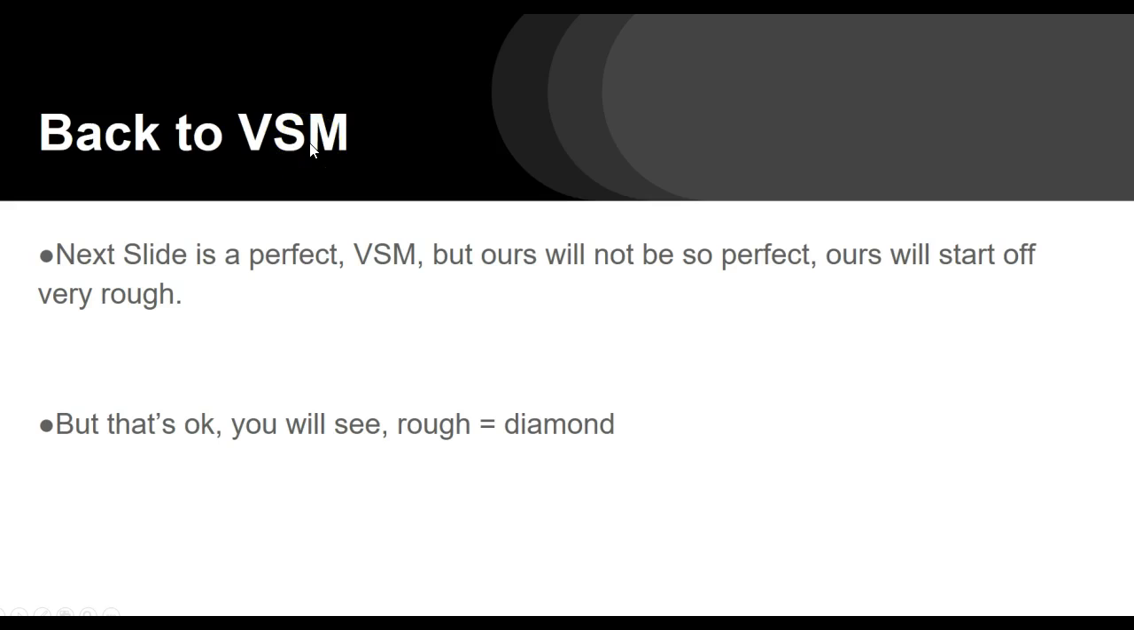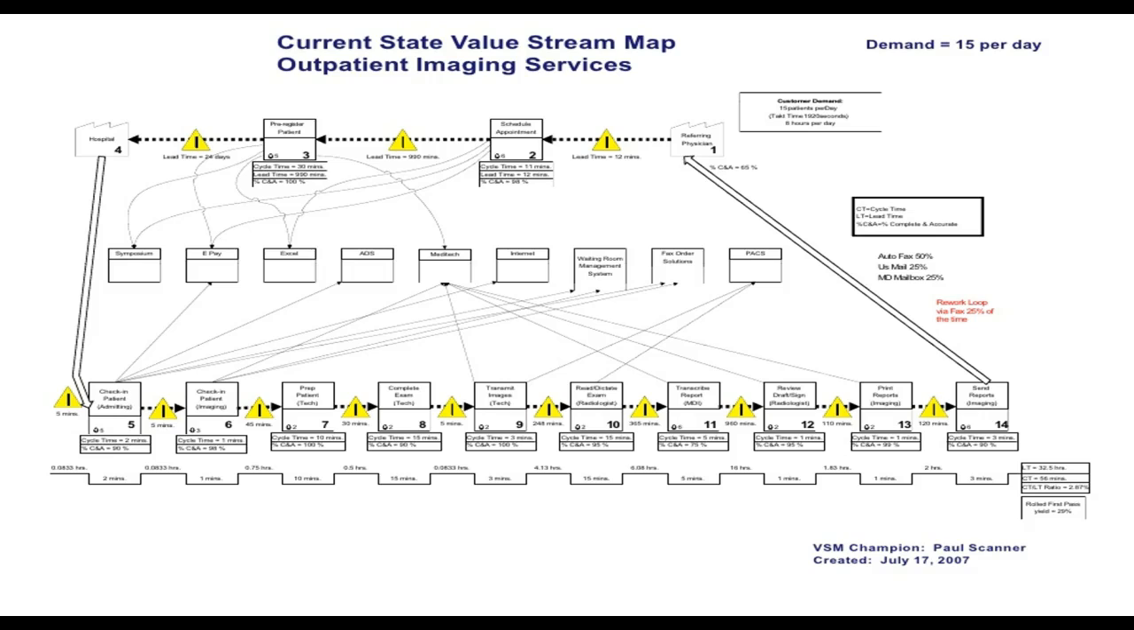So back to VSM, right? The next slide is a perfect VSM. Ours is not going to be so perfect. Most of the time, ours are going to be very rough, like a rough diamond. But yes, you can look at this VSM for outpatient imaging services. They come in to get some x-rays. And you can see that this is a perfect VSM. Wow, it's got right here the patient checked in, they got prepped, they took the exam, the image was read, the image was given back to the doctor, he printed it, etc., etc. This guy is a VSM champion.